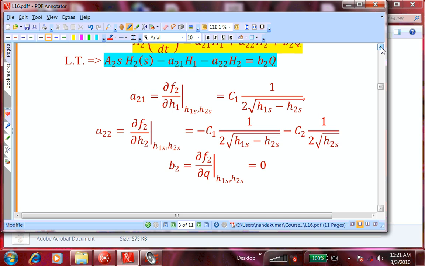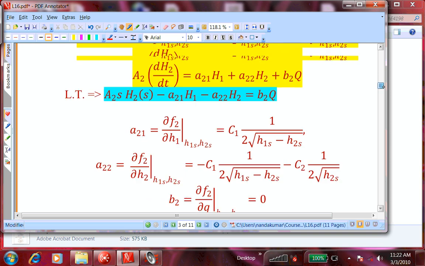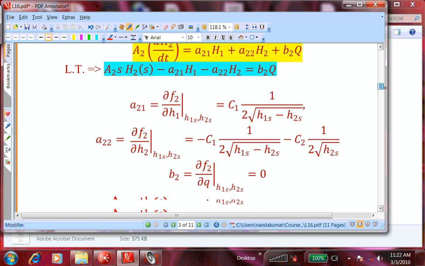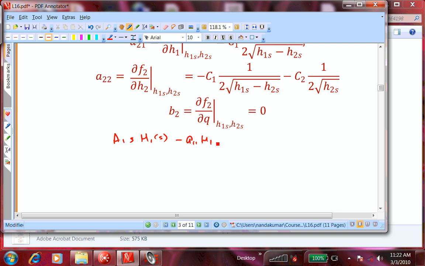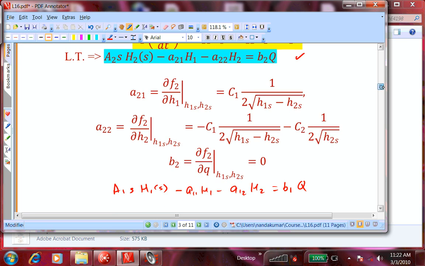So these two equations that I'm solving simultaneously are the following. A1s times H1 of s minus A11 H1 minus A12 H2 equals B1Q. And the second equation is this one. B2 is 0, so I'm going to use that. A2s H2 minus A21 H1 minus A22 H2 equals 0. So after linearization around the deviation variable and taking the Laplace transform, these are the two algebraic equations that I get.